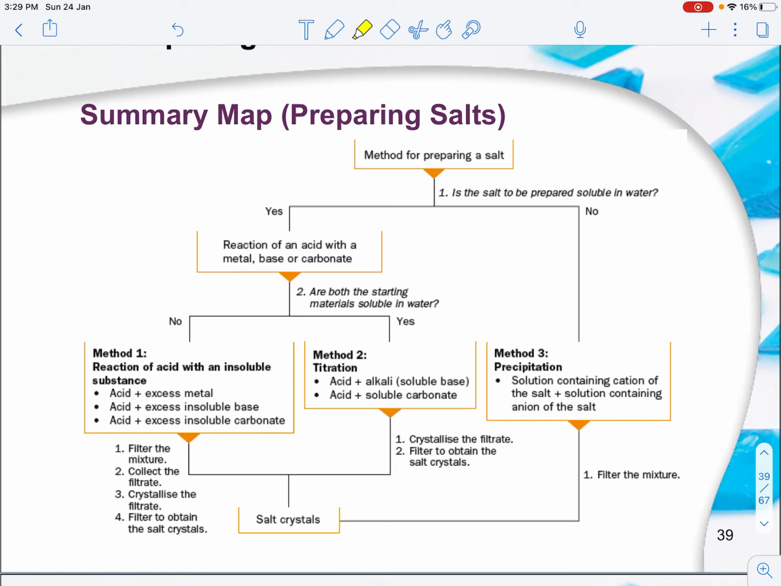Titration, both must be soluble. There are some carbonates that are soluble, and they are tentatively used mainly for your spar salts, because your spar metals, your sodium, potassium and ammonium, they tend to be very reactive. Finally, if all methods fail, you want to still create soluble salt, then you try the crystallization method. But do take note that while acid is soluble, the other one must be insoluble.